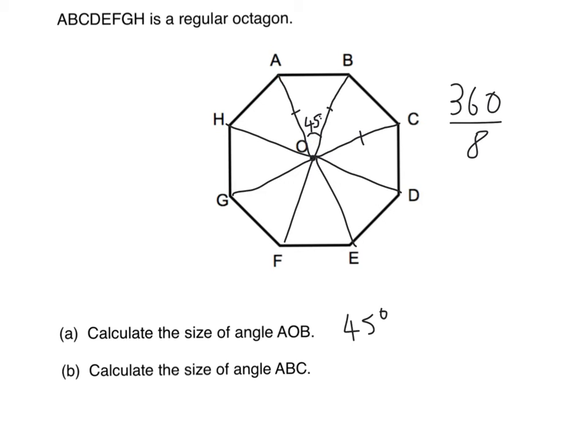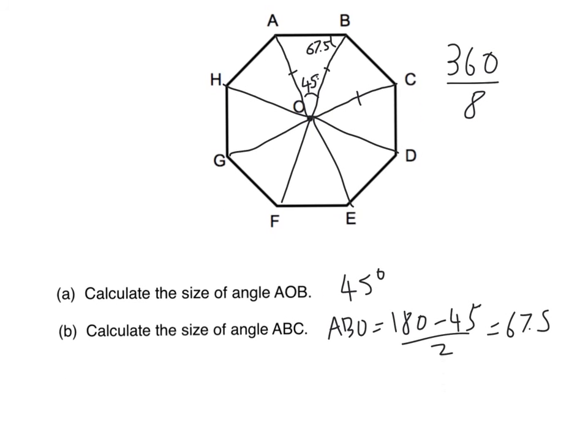If that's 45, we know these two are the same size. So the angle ABO would be 180 minus the 45, and then divide that by 2. And that gives 67.5. And if this angle in here is 67.5, then the angle ABC is going to be double that, because it makes up 2 of the same angle. So ABC is 67.5 multiplied by 2, which gives you 135 degrees.